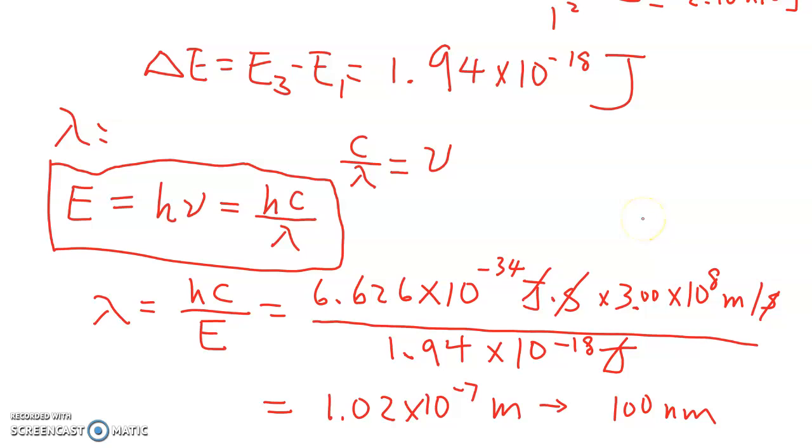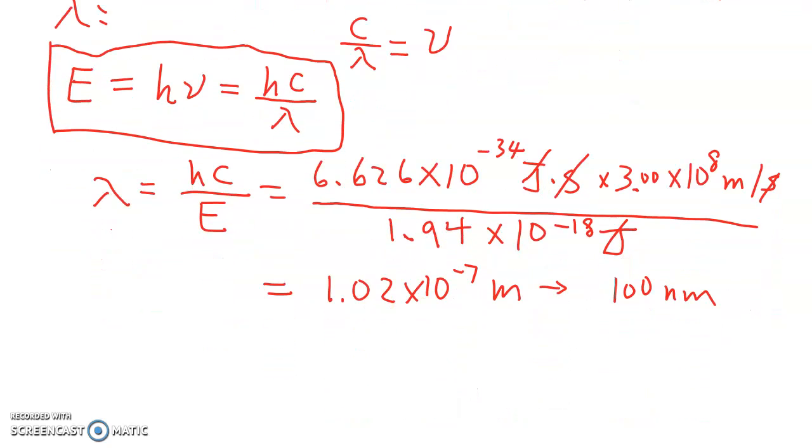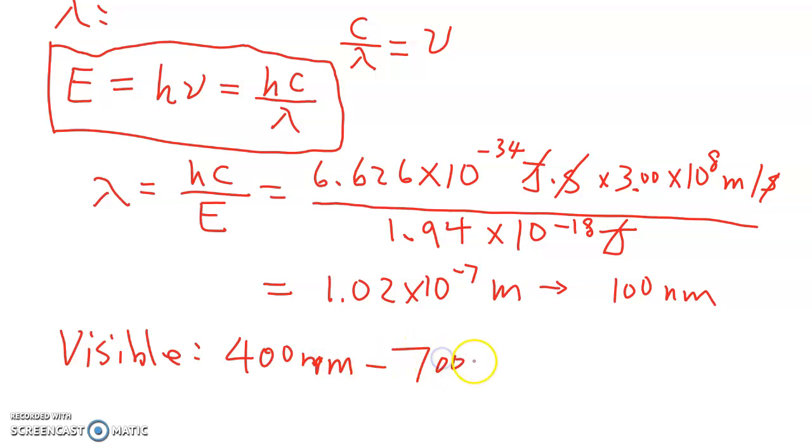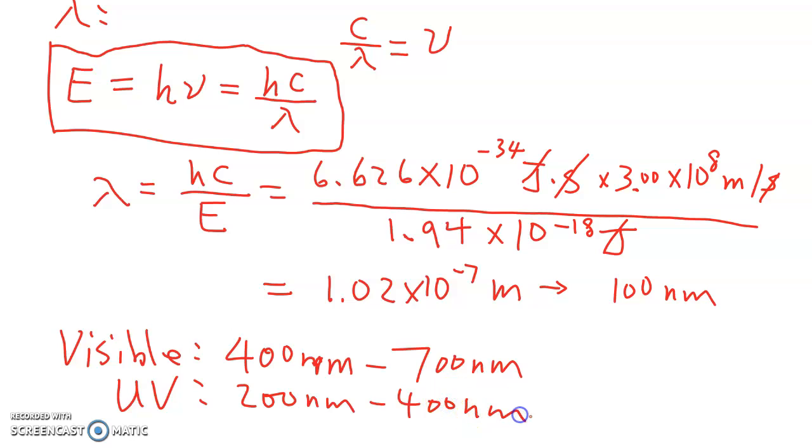Okay. So before, what I said was the visible region. Visible light will be from 400 nanometer to 700 nanometer. So we cannot see this specific spectrum because it's outside of the range. And if it's UV, that is from 200 nm to 400 nm. So it's not in the UV region. Actually, it's in the X-ray region. Okay. So we cannot see it by our eyes with this spectrum.